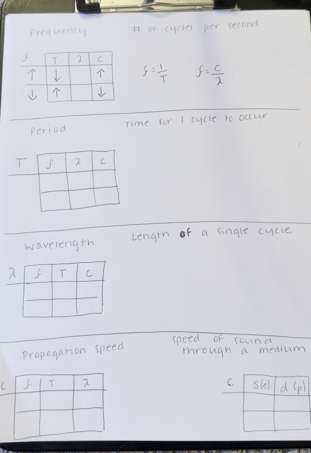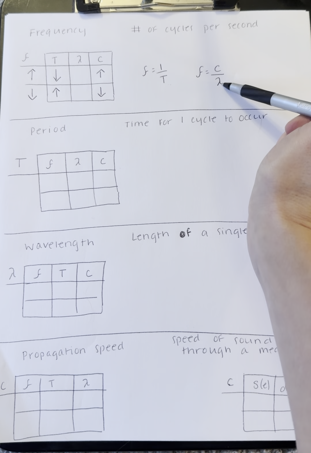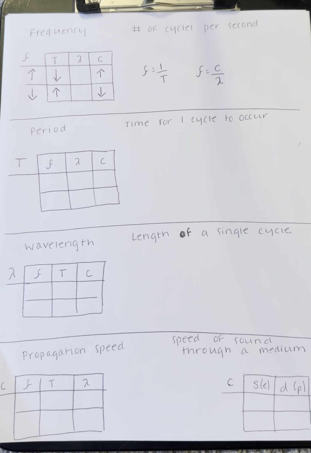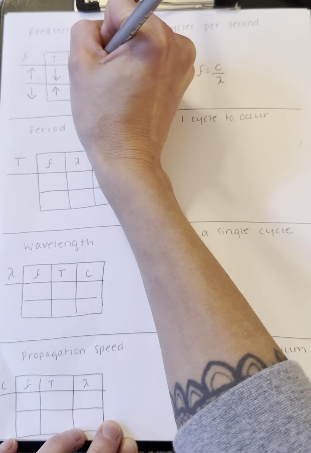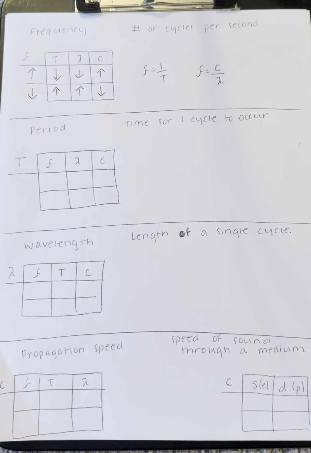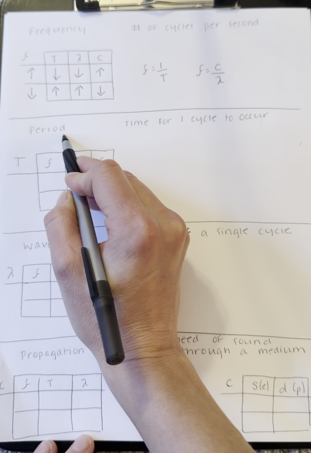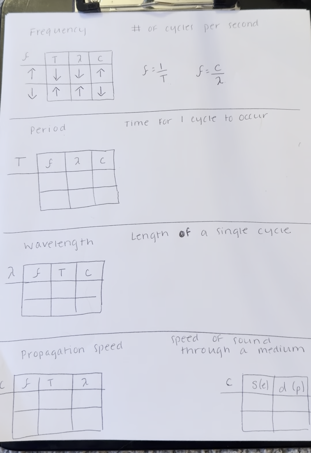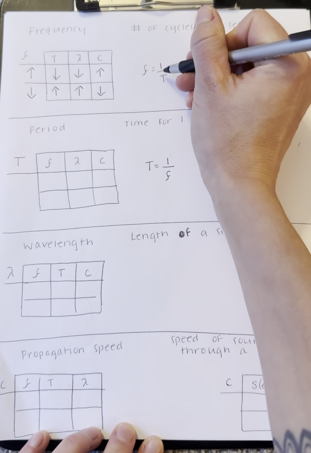Frequency and wavelength, the lambda symbol, are on opposite sides of the baseline, meaning they have an inverse relationship. If there's more cycles per second, the wavelength has to be shorter. If there's less cycles per second, the wavelength has to be longer. Inverse relationship. Period is the reciprocal of frequency, so these relationships are going to be opposite of frequency relationships. The formula we use is 1 over frequency. Right? Just kind of flip-flopping that formula.